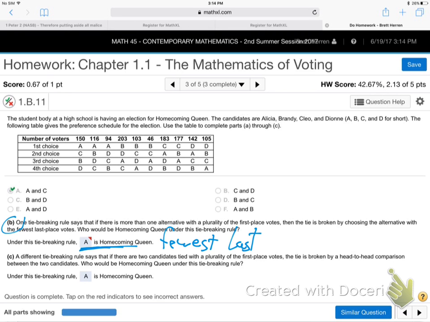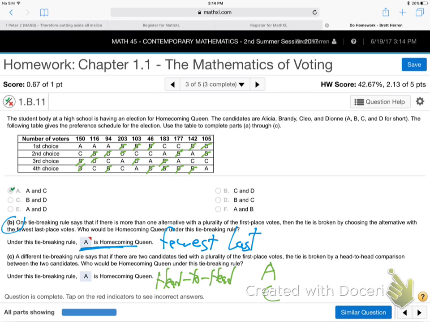Now, what do they mean by head-to-head? Remember, that's drop the other candidates out. Head-to-head means just two people. So we're doing A and C, so B and D drop out of the race. We're just doing A to C head-to-head. That's not the same thing as fewest last. It's just A versus C. That's what a head-to-head means. Everybody else drops out.